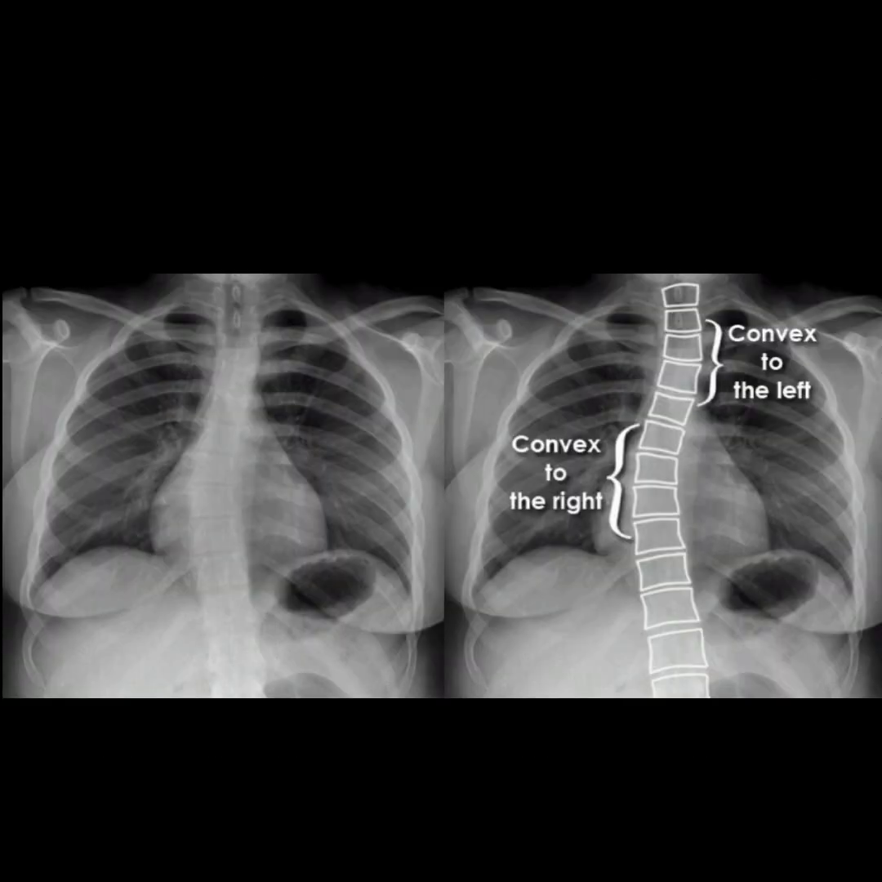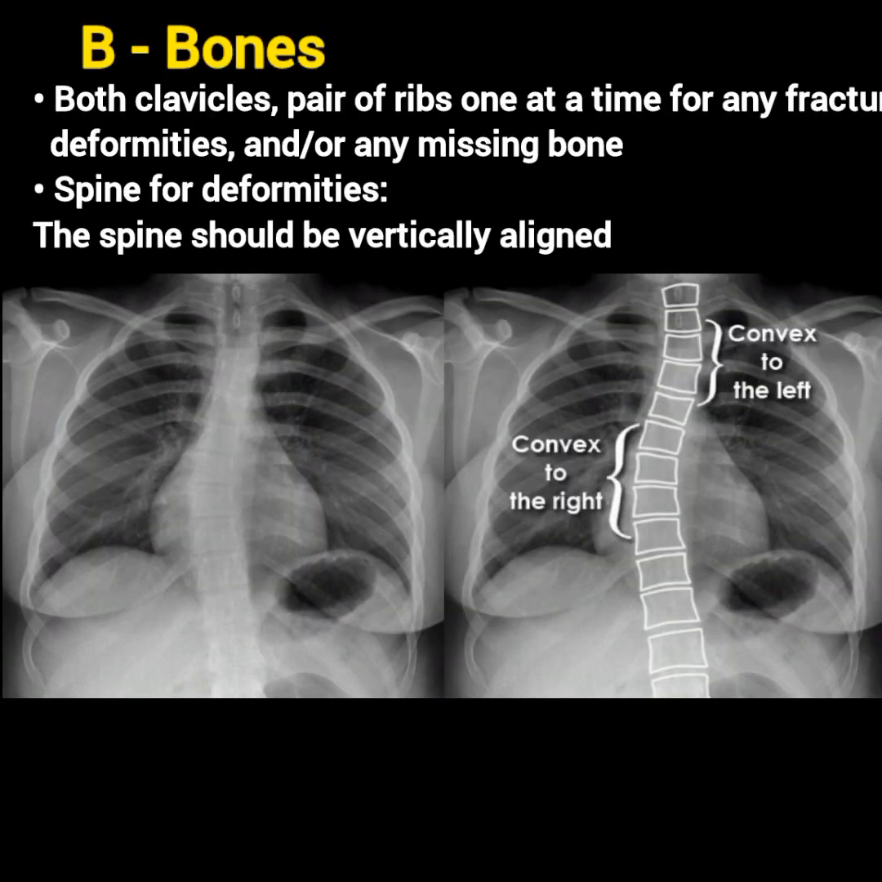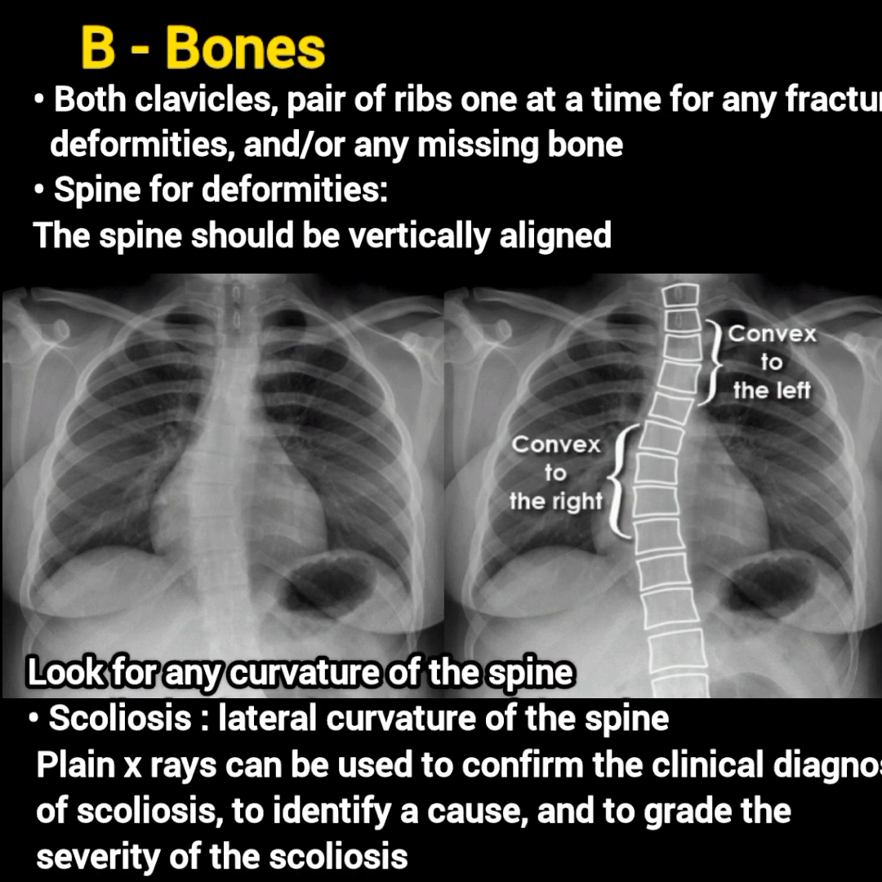B, Bones. Check both clavicles and the pairs of ribs one at a time for any fracture, deformities, and or any missing bone. Also check the spine for any deformities. The spine should be vertically aligned, and look for any curvature of the spine.